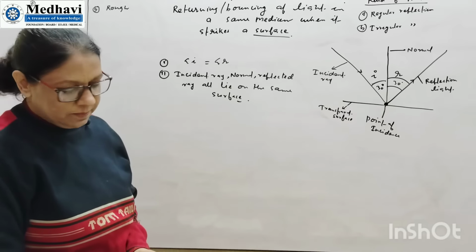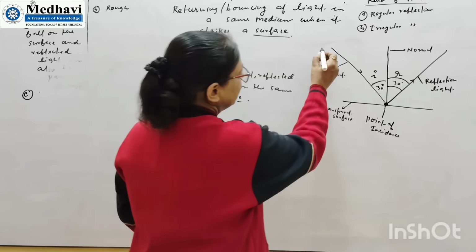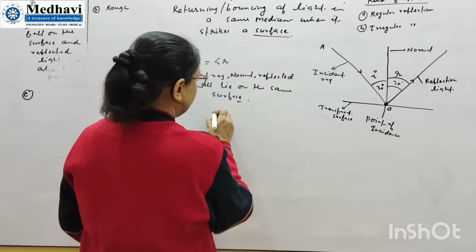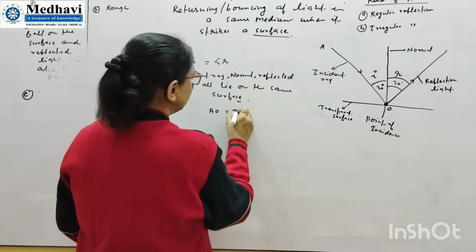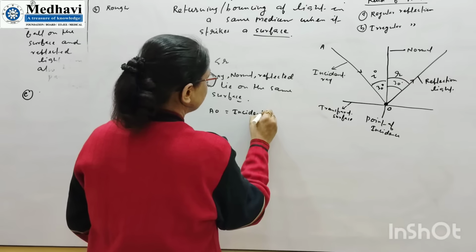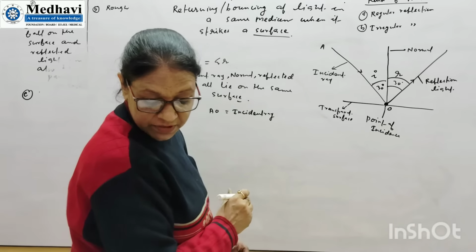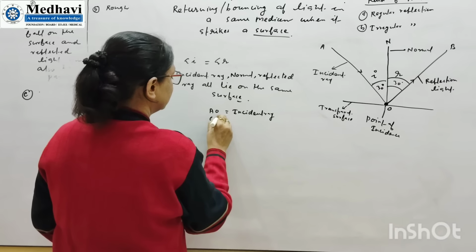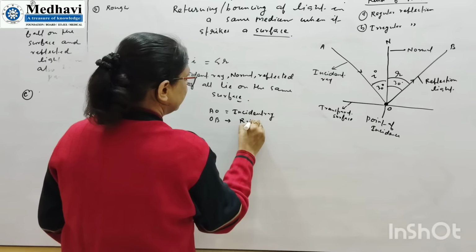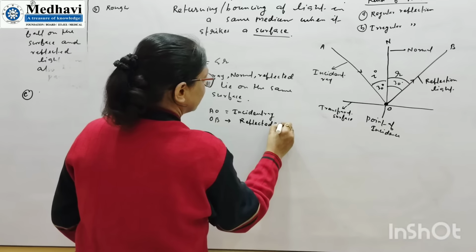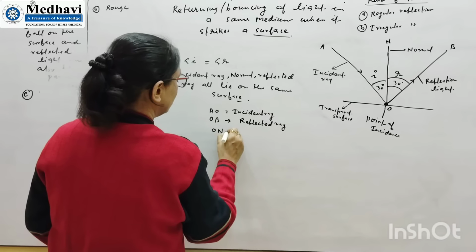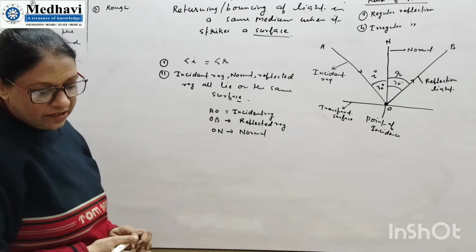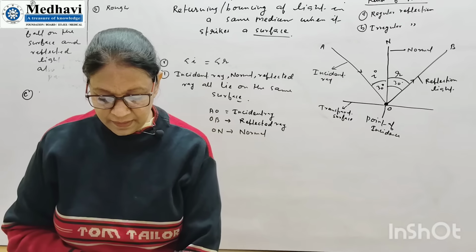So suppose we can explain this using different points. Suppose here this is A, this is O. So AO is the incident ray. Suppose in this diagram, this is B, this is N. OB is the reflected ray, and ON, NO is the normal. So this is the information that we have from the different parts.